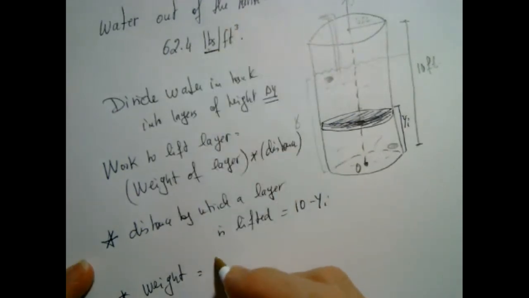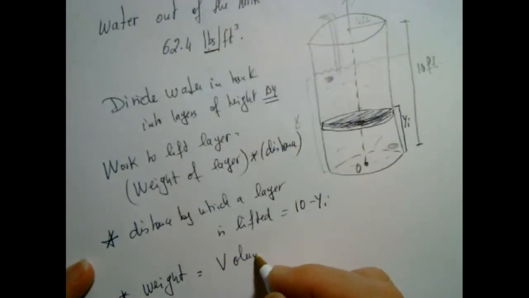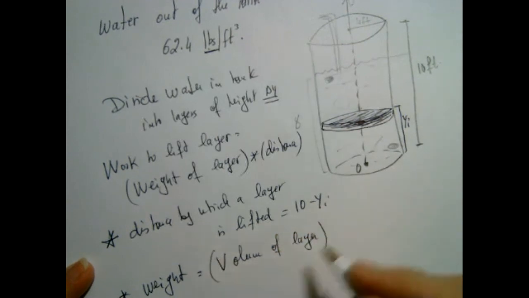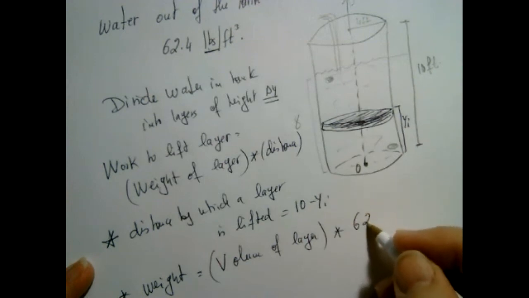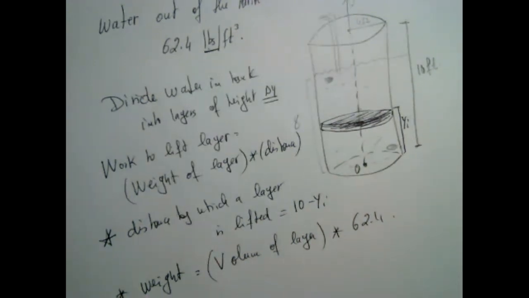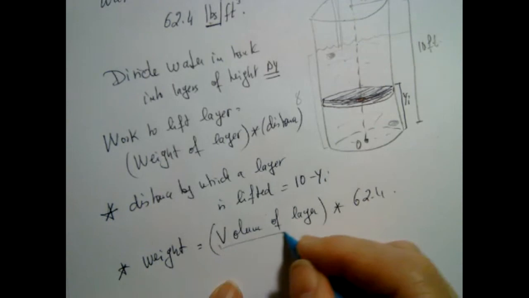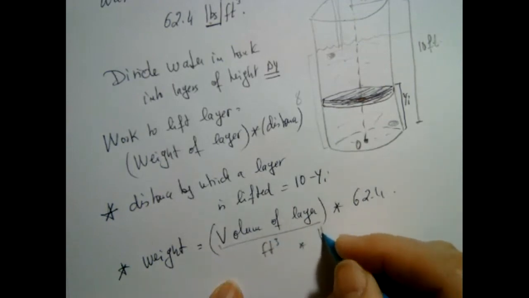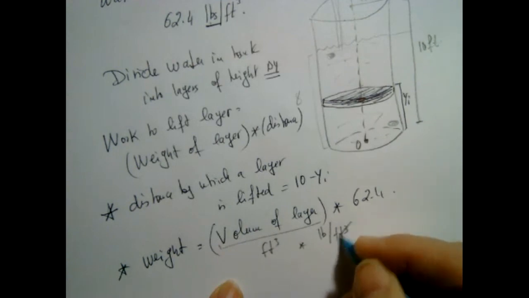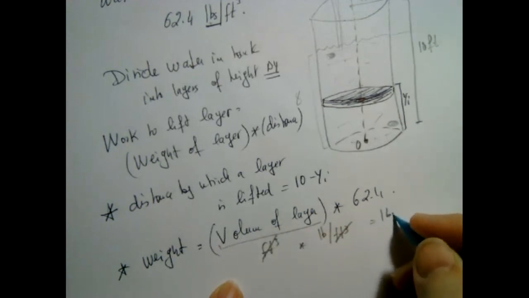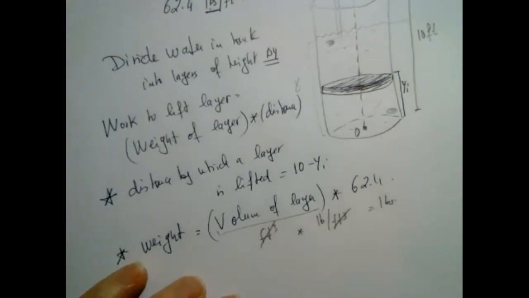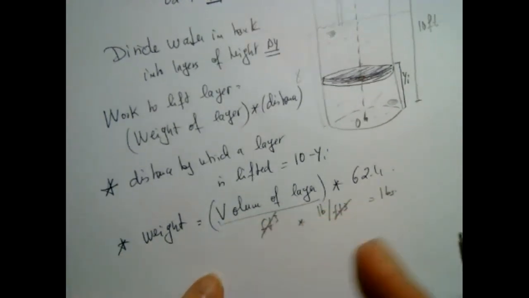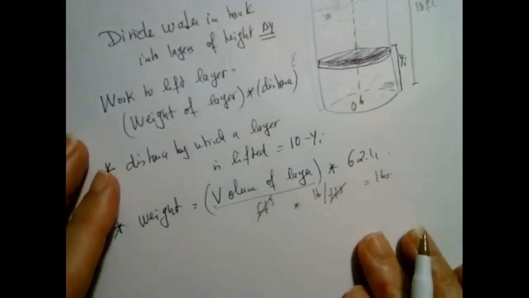So the weight is the volume of the layer times the density, which is 62.4. The volume is in feet cubed, and the density is pounds per foot cubed. So the unit is actually going to be pounds, which is the unit of force. If you are doing physics, as most of you are by now, you analyze the units to make things make sense.